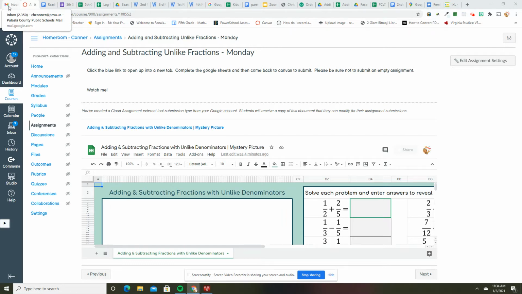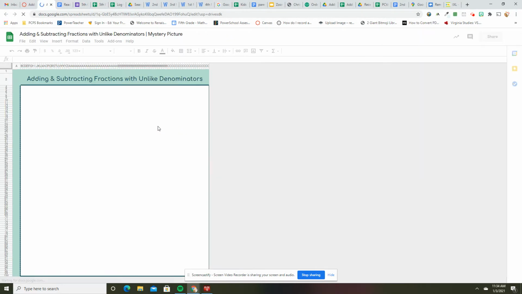We are working on adding and subtracting unlike fractions still. You watched the video just a second ago reviewing adding and subtracting, and now you're going to do an activity. After this, you're going to do an exit ticket. Both of these, this and the exit ticket, are graded. So you're going to click on the blue link like always.